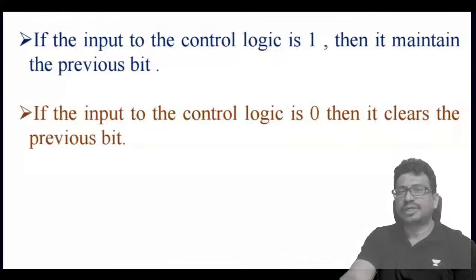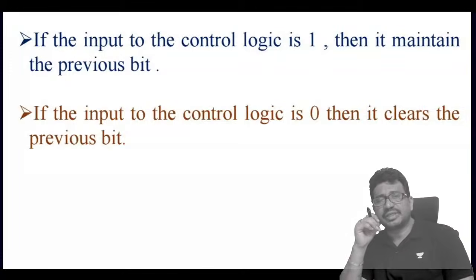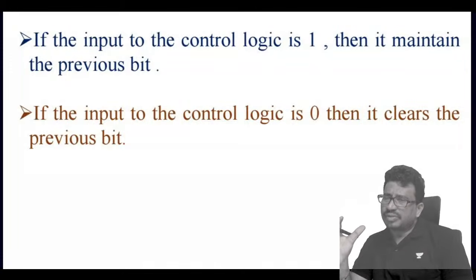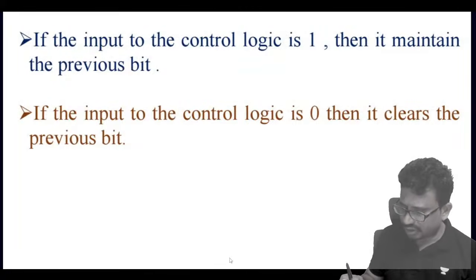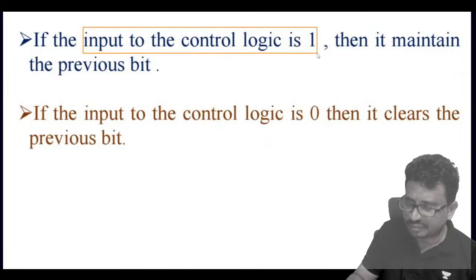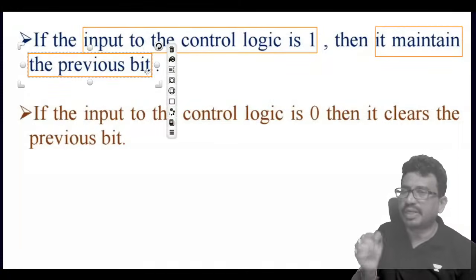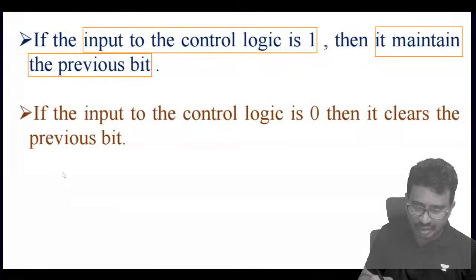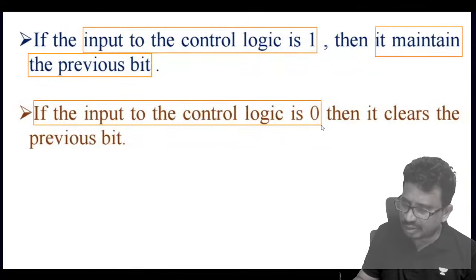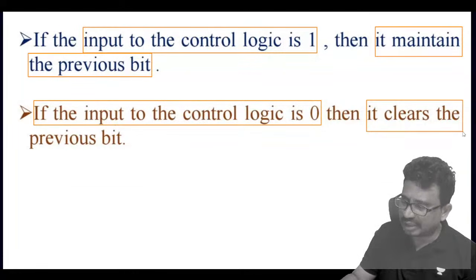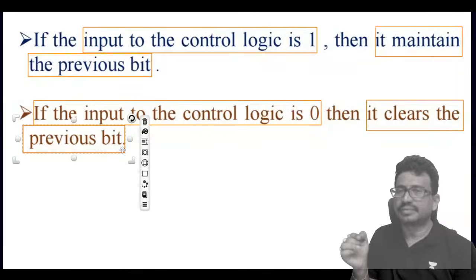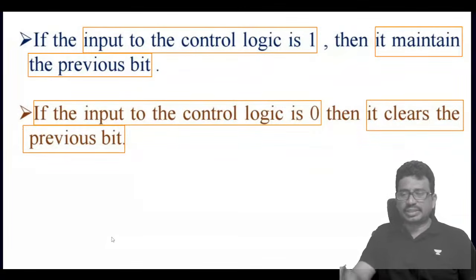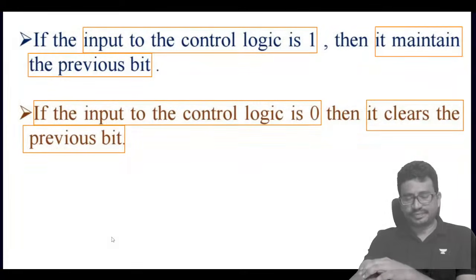Right. So look at now, what's the process? In this, the working is, if the input to the control logic is 1, then it will maintain the previous bit. And if the input to the control logic is 0, then it clears the previous bit. Let's understand this thing. What is the meaning of it? So with one example.